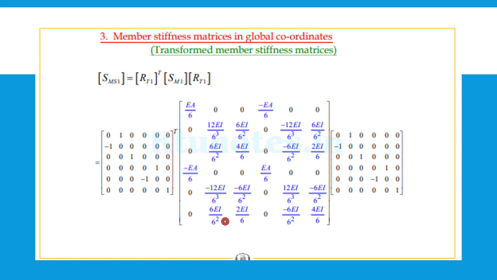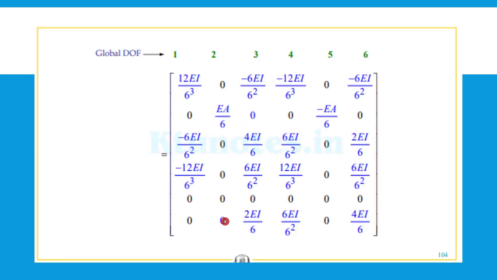Then S1 is equal to RT1 transpose into SM1 into RT1. So the full matrix is written here. Here actually the initial reduction in the matrix is not done. We are writing it individually for the different elements, and later we will club it. Okay. So S1 is directly found as RT1 transpose into SM1 into RT1. This is the stiffness matrix in the global coordinates. So it's obtained as detailed, 1, 2, 3, 4, 5, 6 global degrees of freedom.